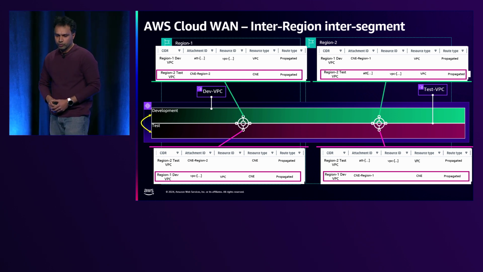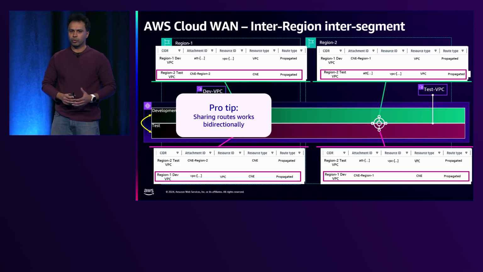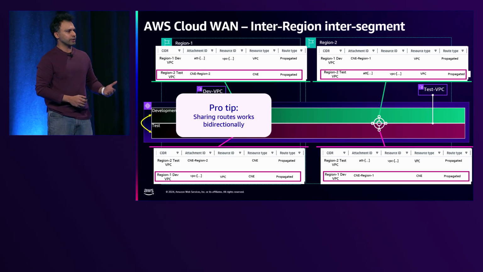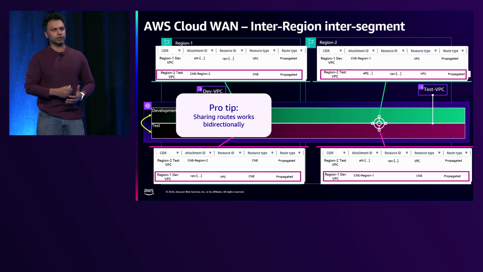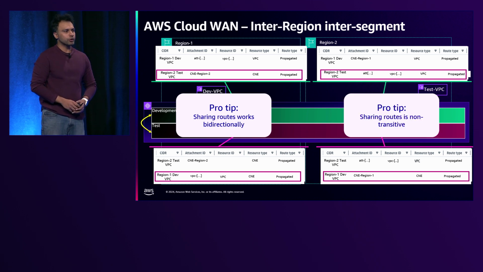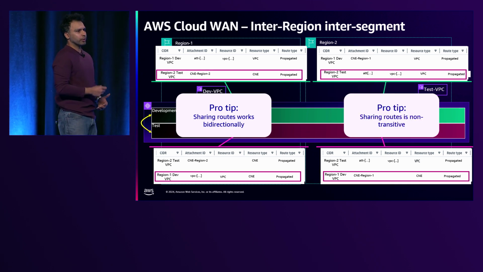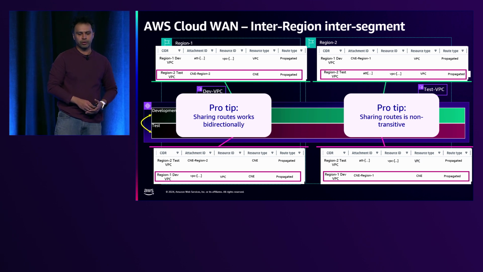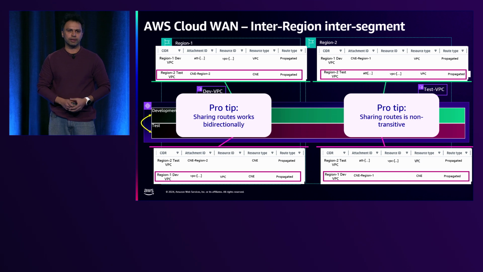There are some pro tips as well. Firstly, sharing routes works bidirectionally. So in this case, you had 2 segments. When you share routes, each of those segments sees all of each other's routes. Secondly, sharing routes is non-transitive. So if you were to create a 3rd segment and share it with, let's say, the test segment, then that 3rd segment will only see the test segment's routes.